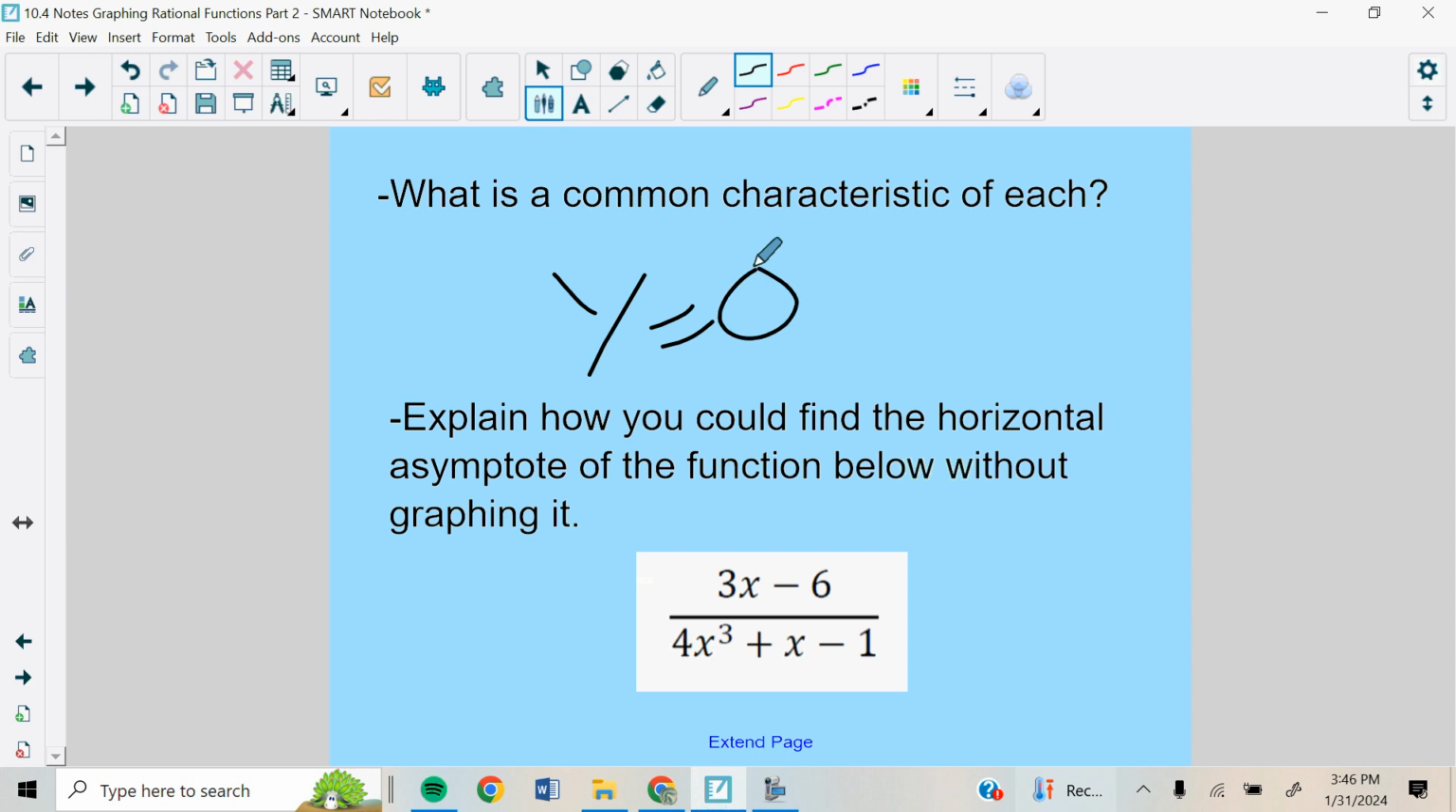So if we look here, my numerator has a power of 1 and my denominator has a power of 3. So the exponent is higher. So that's going to give that a y equals 0. Y, not x. Again, writing on the computer. All right, so let's try the next chunk here.